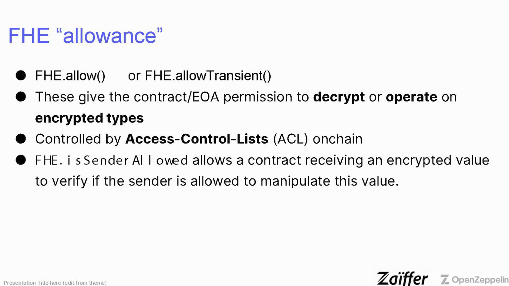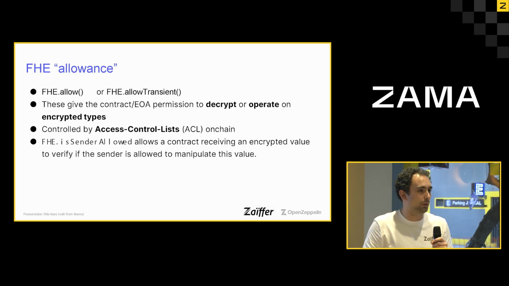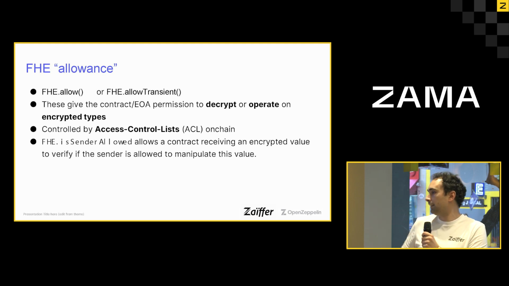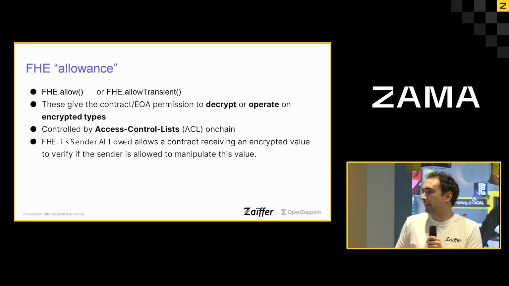You also have a way for a contract to know if whatever contract is sending it an encrypted type has the right to send you that encrypted type, because people could just watch the blockchain, retrieve some values, and send them to your contract and somewhat attack it like this. So best practice is to verify that the sender sending you the encrypted type has the right to manipulate that value.